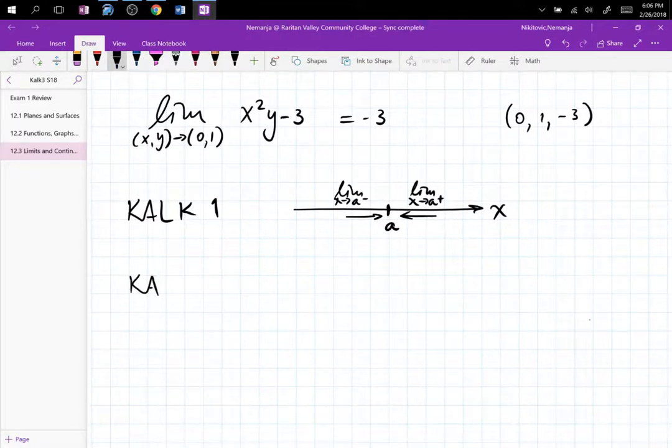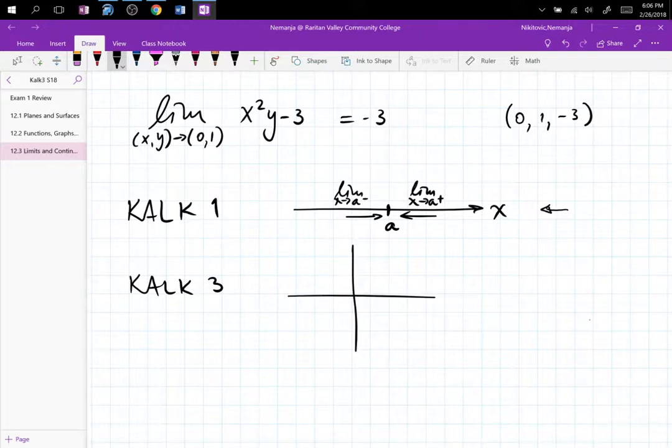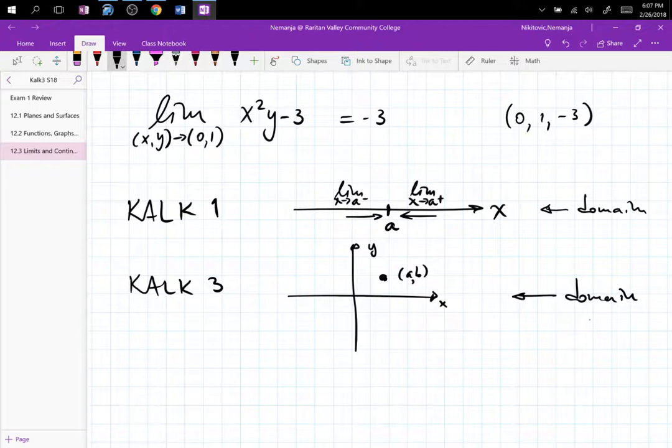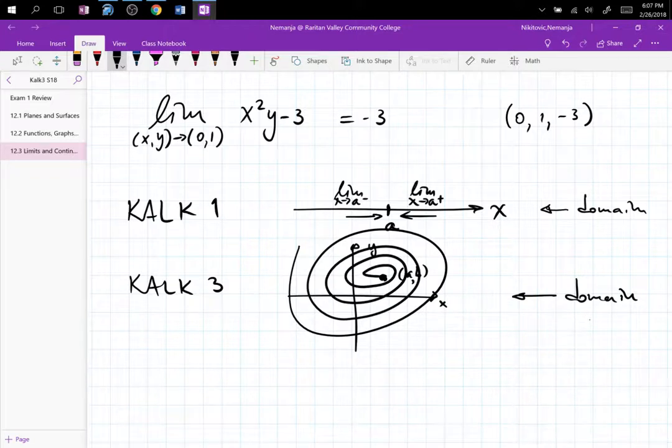But now, when you are in Calc 3, and your domain is two-dimensional, imagine you have a point (a, b). In how many ways can you approach this point? There will be infinitely many. And it's not just that you can approach it infinitely many ways in terms of straight lines that go left and right. You can spiral in if you want to. All right? And that's the issue.